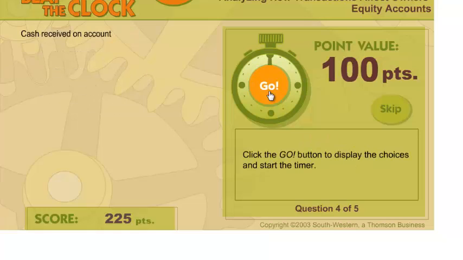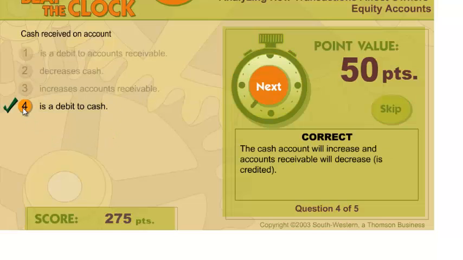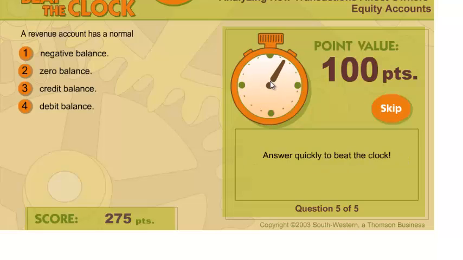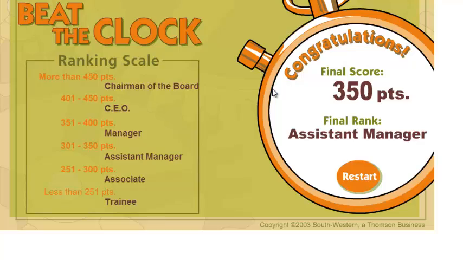Cash received on account is a debit to cash. A revenue account has a normal credit balance. Remember, revenue is sales. Great job.